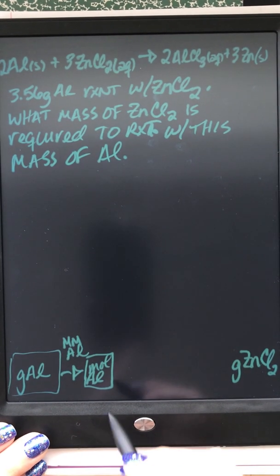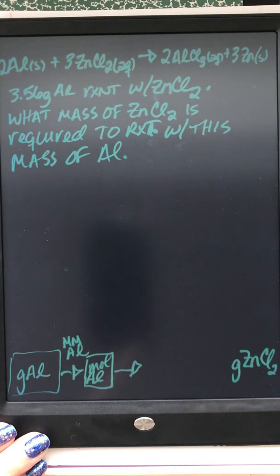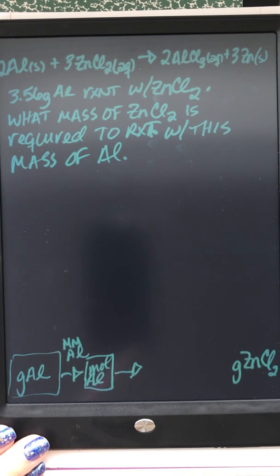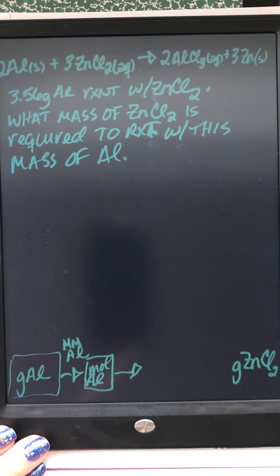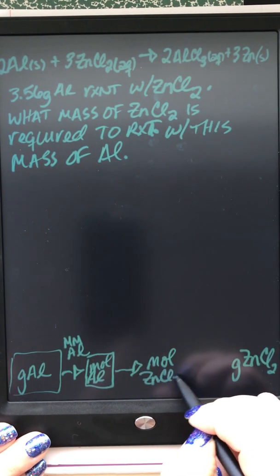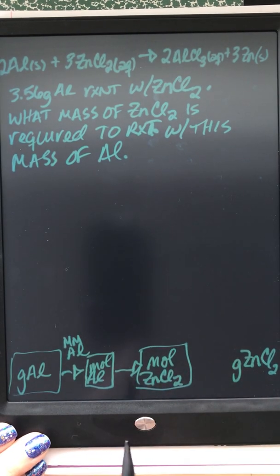So now if I'm at moles of aluminum, what's the next thing that I want to go to? Do I need to go to molecules here? Can I go straight to grams of zinc chloride here? Just the moles of zinc chloride. Right. So I need to get to moles of zinc chloride. Does that make sense, guys? Cool. And what piece of information can get me from moles of aluminum to moles of zinc chloride?